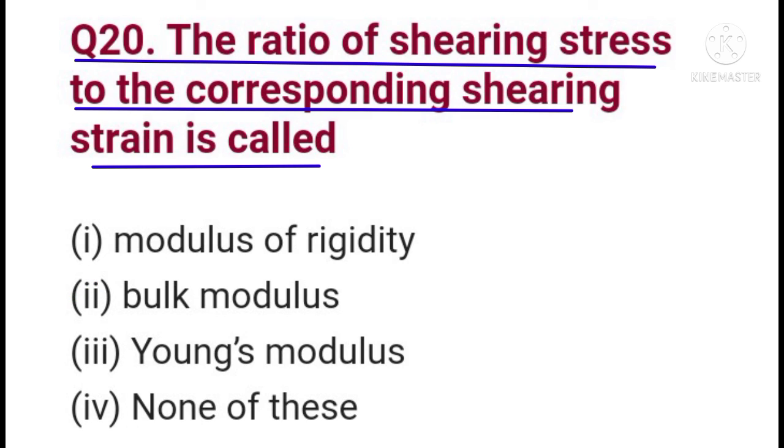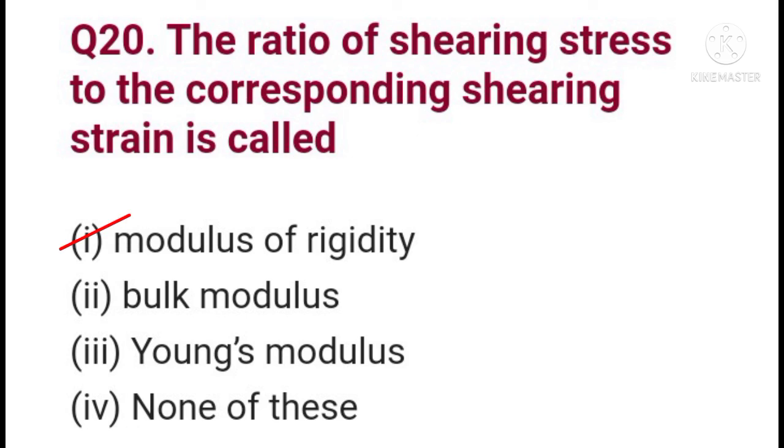Question number 20. The ratio of shearing stress to the corresponding shearing strain is called: first option, modulus of rigidity; second option, bulk modulus; third option, Young's modulus; fourth option, none of these. We know that the ratio of shearing stress to the shearing strain is called modulus of rigidity. So here first option is the correct option. The ratio of shearing stress to the corresponding shearing strain is called modulus of rigidity.